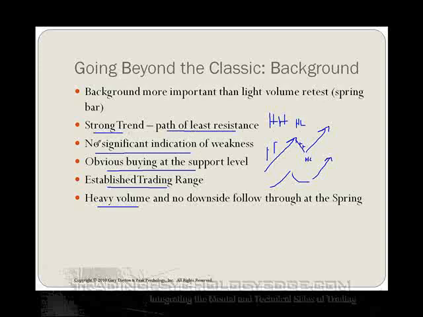Okay, but the key thing here is, I think, strong trend and certainly no significant indication of weakness in the background. I don't want to see, for example, heavy volume and wide spreads coming in as we're coming down or at the top, especially at the top of the last swing high. And I'll show you some examples of that, okay?